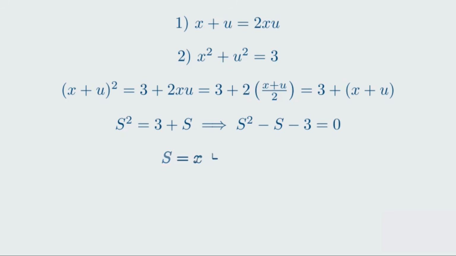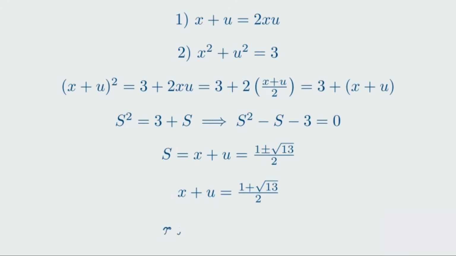This gives us two possible values for the sum s, which is x plus u. Now, let's consider the case where s equals x plus u equals (1 plus the square root of 13) over 2. We have x plus u equals (1 plus the square root of 13) over 2. Also, from our first equation, xu equals s over 2, which is (1 plus the square root of 13) over 4. Let's form a quadratic equation with roots x and u.